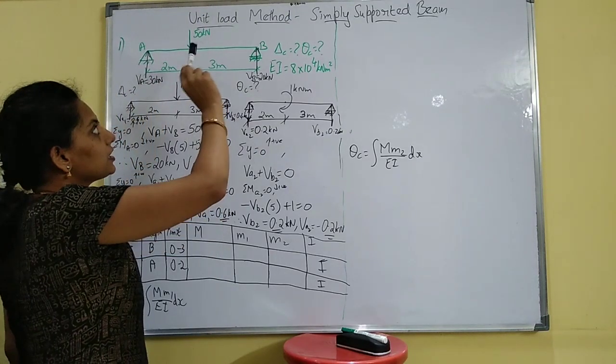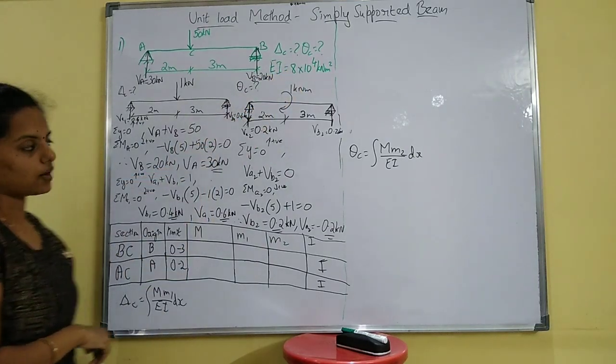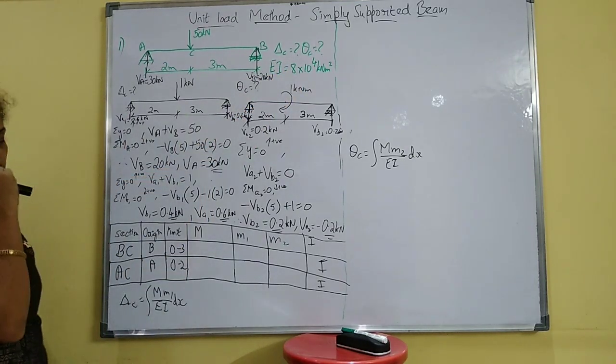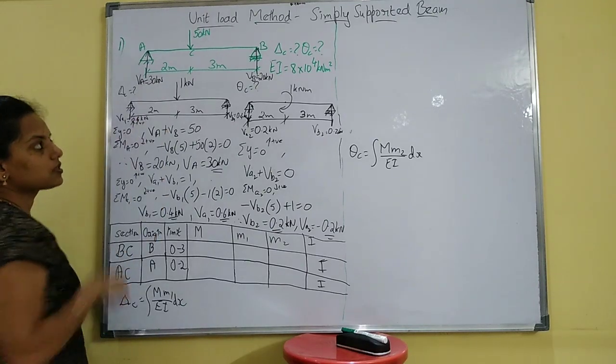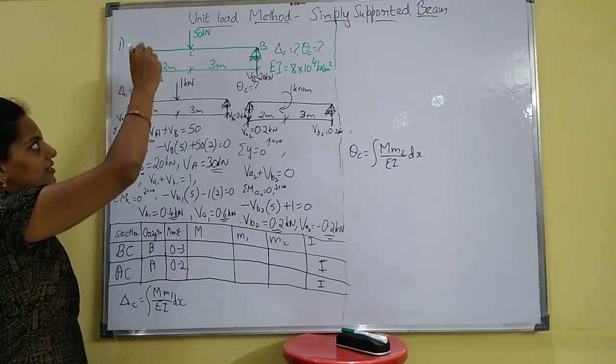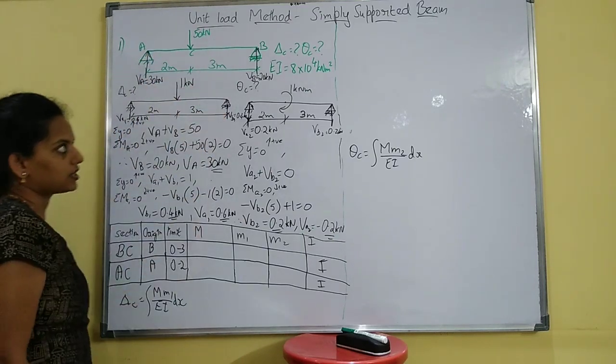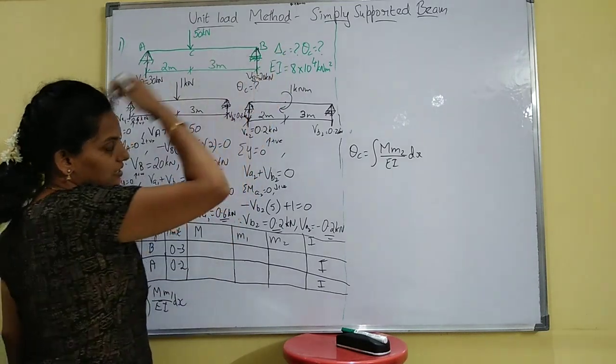Okay, today we'll see the unit load method for the simply supported beam to find out deflection. This is the first problem. 50 kilonewton is acting on the beam at point C, placed at a distance of 2 meters from the left and 3 meters from the right. Delta C and theta C are unknown.